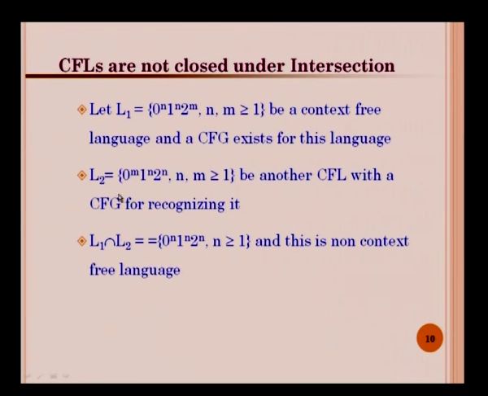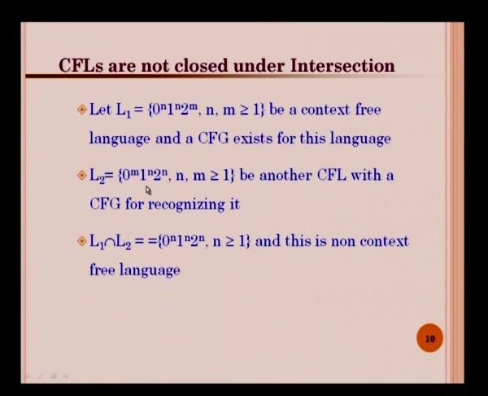And the second language is 0 power m followed by 1 power n and 2 power n. Once again n and m are greater than or equal to 0. It is possible to come up with a context free grammar for these two languages. As far as the first one is concerned, A derives BC, where B is of the form 0 power n followed by 1 power n, the same number of ones and zeros, and C can have any number of 2s. That is the first part.